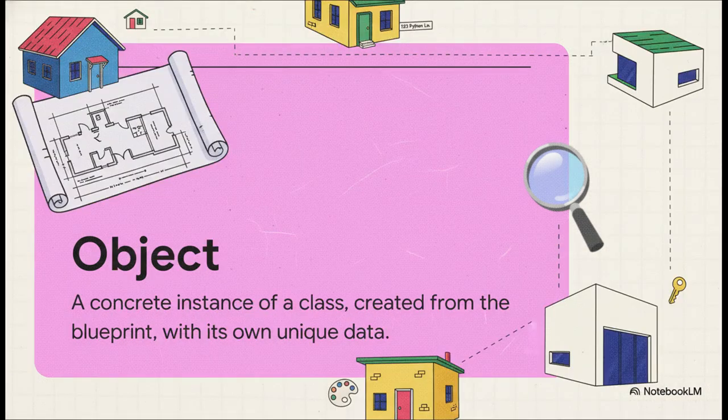So, if the class is the blueprint, then an object is the actual house. It's a real, concrete thing that you built using that blueprint. And here's the cool part. You can use that one blueprint to build a whole neighborhood of houses, and each one is its own unique object. They might have different addresses, different paint colors, but they all came from the same plan.